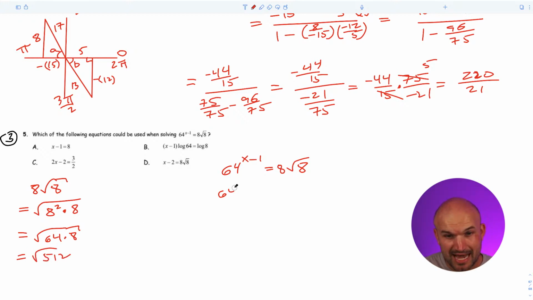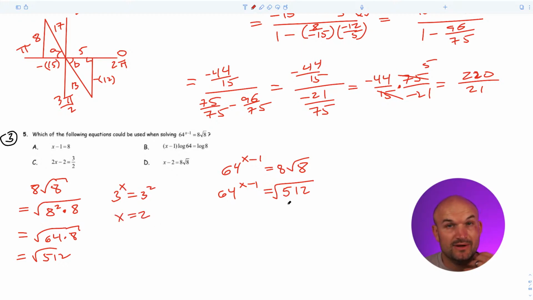Okay, so now I have 64 to the x minus 1, which I'm getting somewhere here. Now that's going to give me 512. And I'm seeing the base of 64 and 512. That's going to be very similar to each other, right? And what I'm going to do actually is now I'm recognizing, why don't I use the one-to-one property, right? What the one-to-one property says is, if I have 3 to the x equals 3 squared, well, then x is equal to 2. All right, so what I want to do is get them to be the same base. Now, I don't want to deal with the square root. I want to go ahead and rewrite this as a rational power.